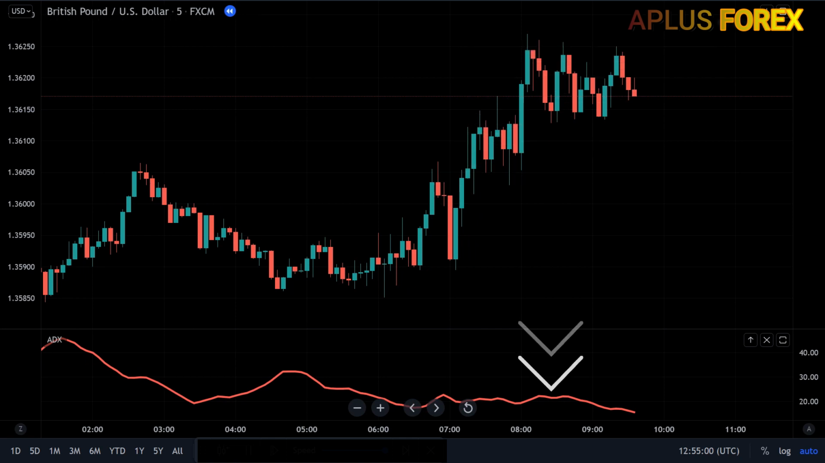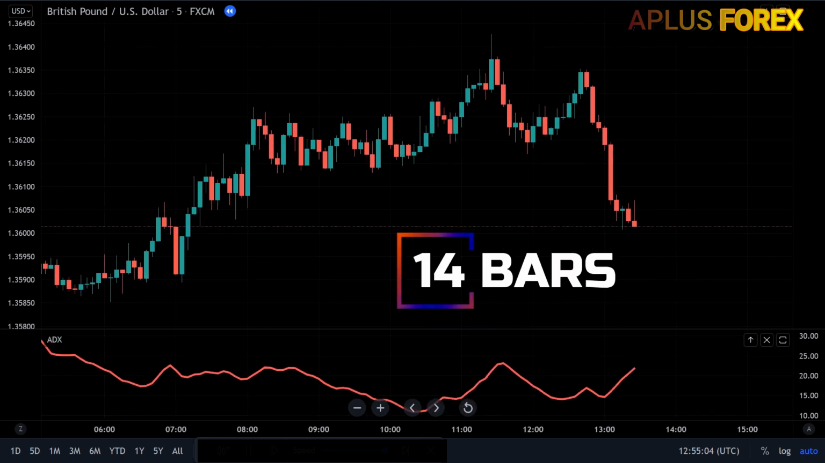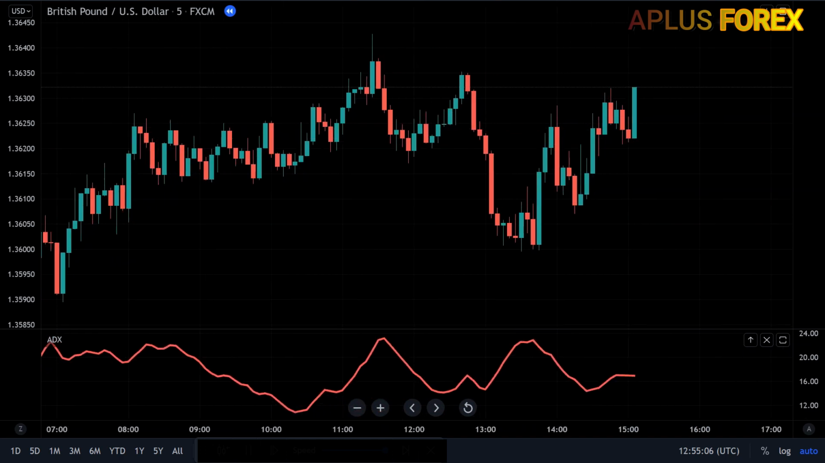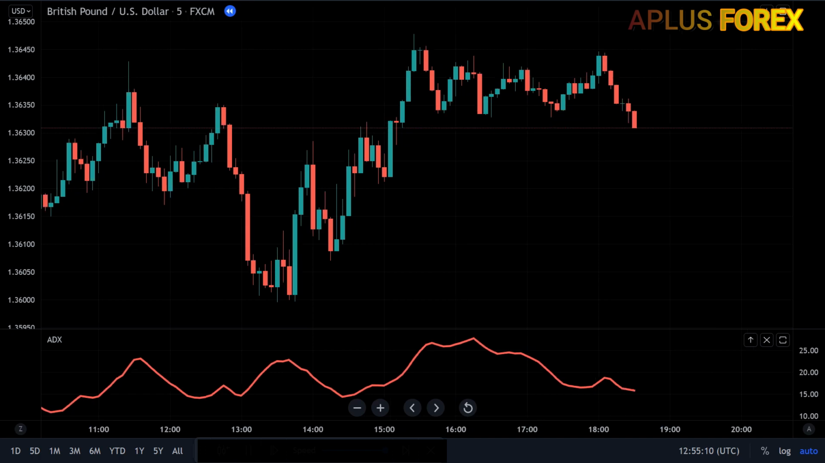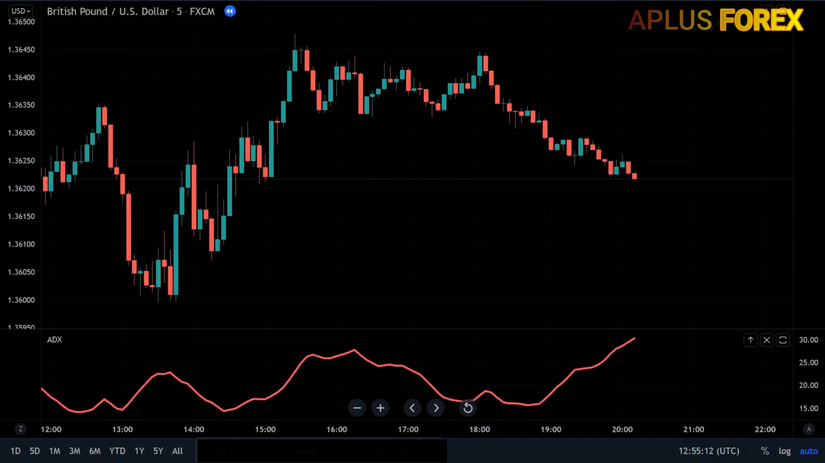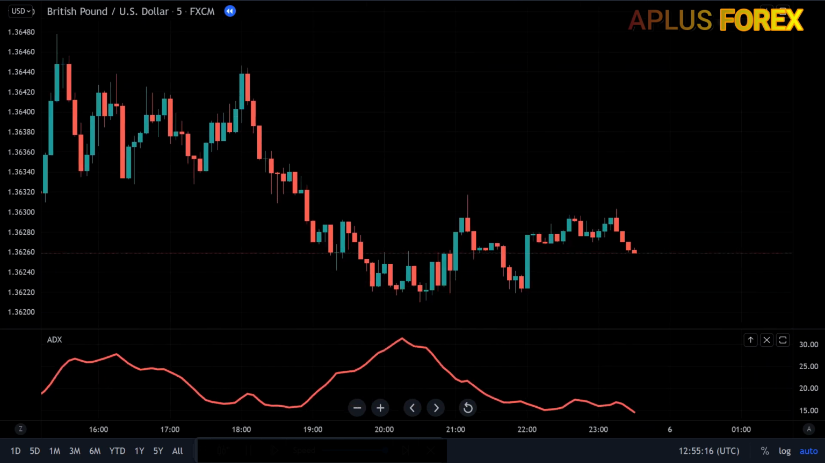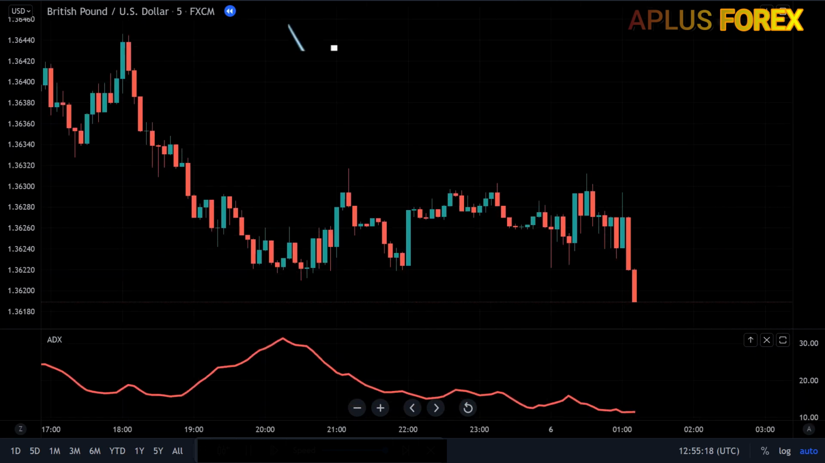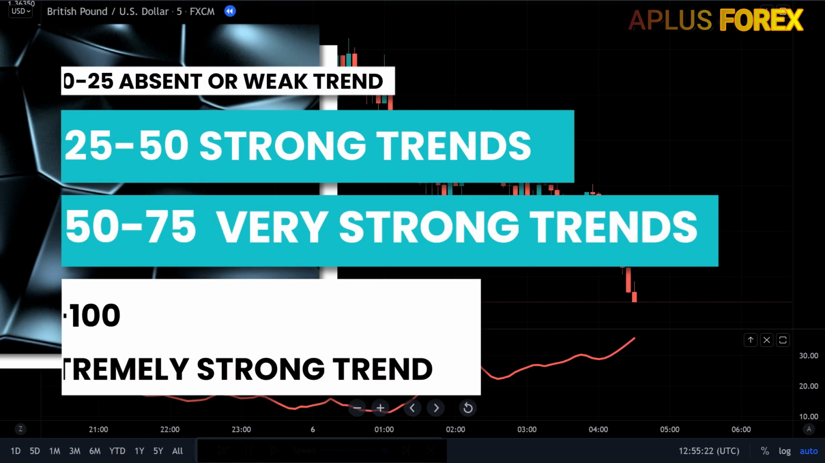ADX is plotted as a single line with values ranging from a low of 0 to a high of 100. The default setting is 14 bars, although other time periods can be used depending on the trader's preferences. To understand more about this indicator, we need to be able to identify how strong or weak the strength of a trend is. This can be achieved by the ADX values, which are crucial in determining if a condition is trending or not.